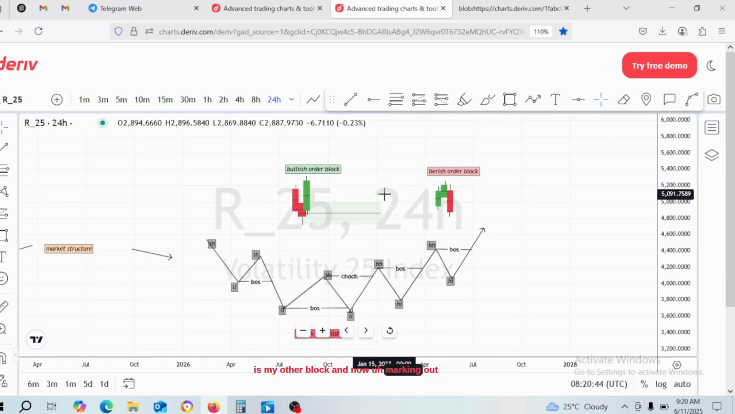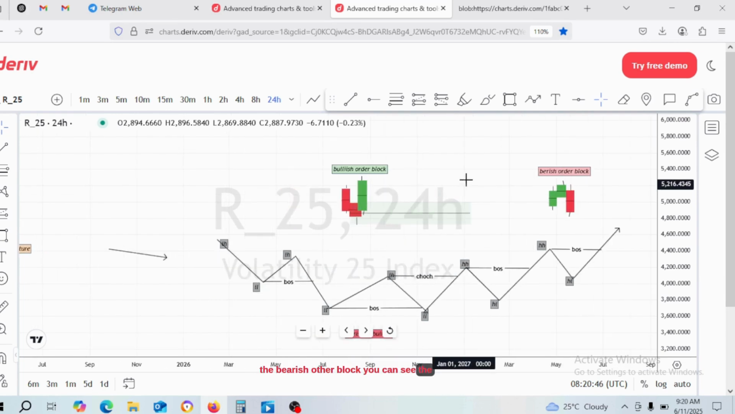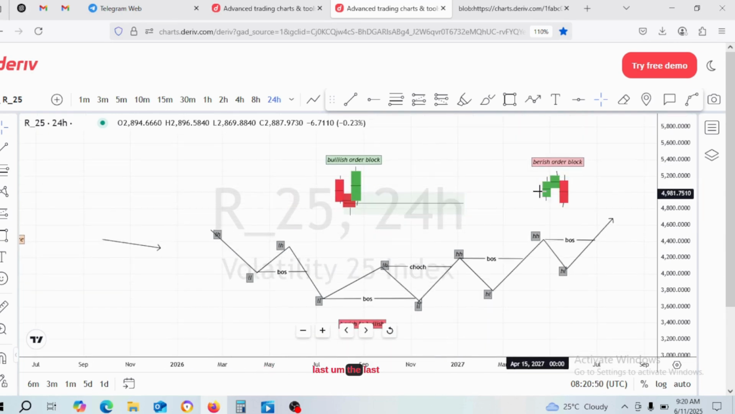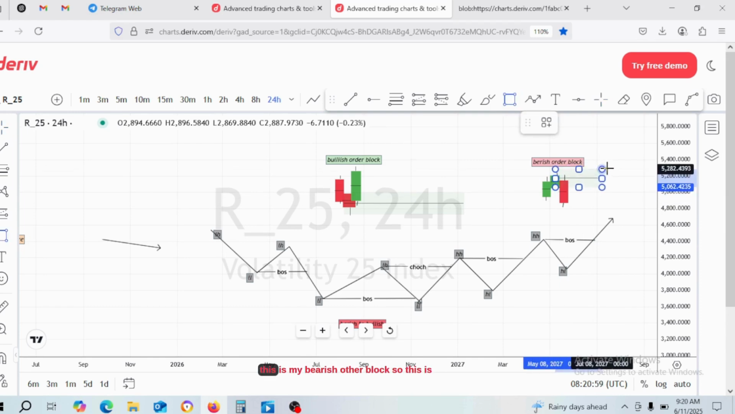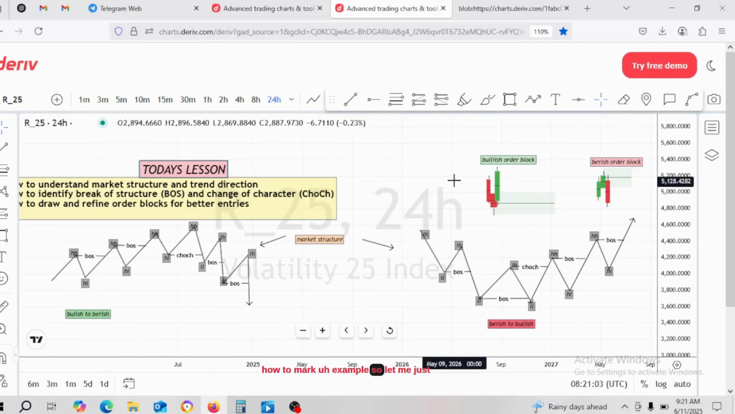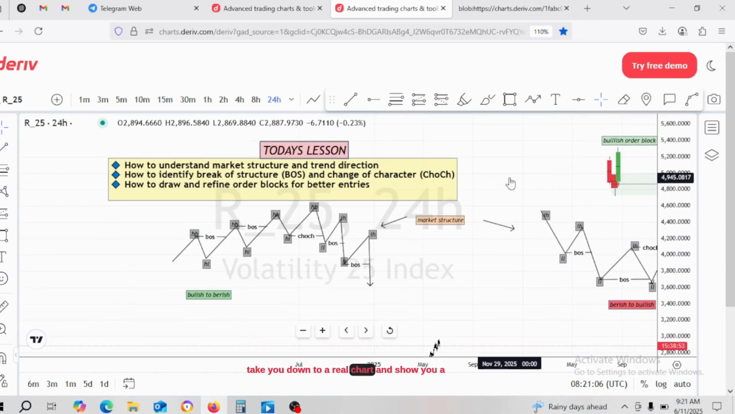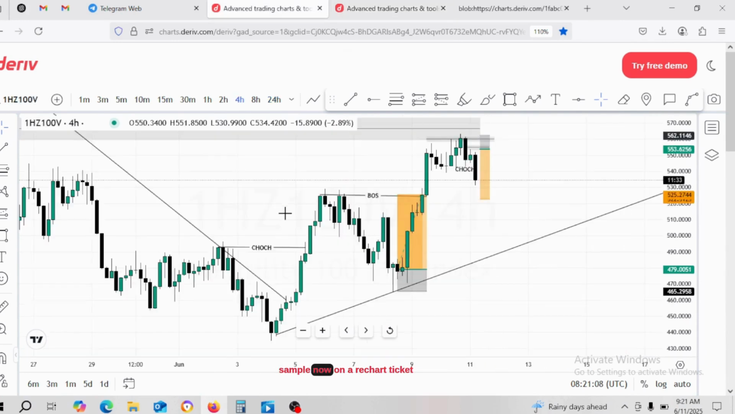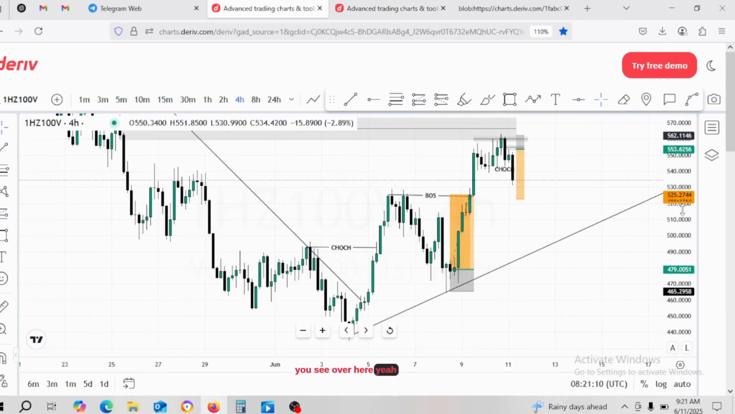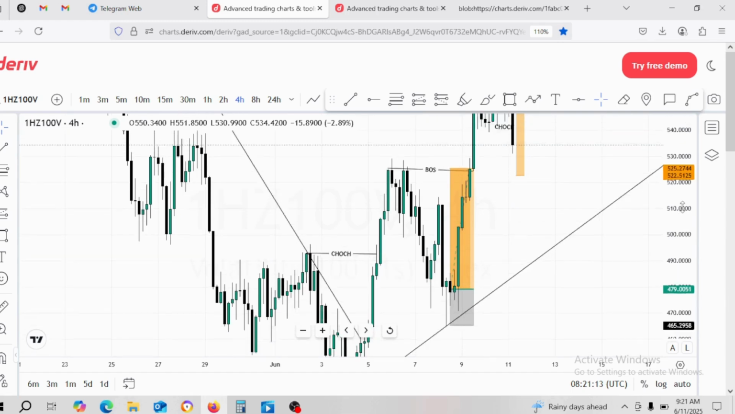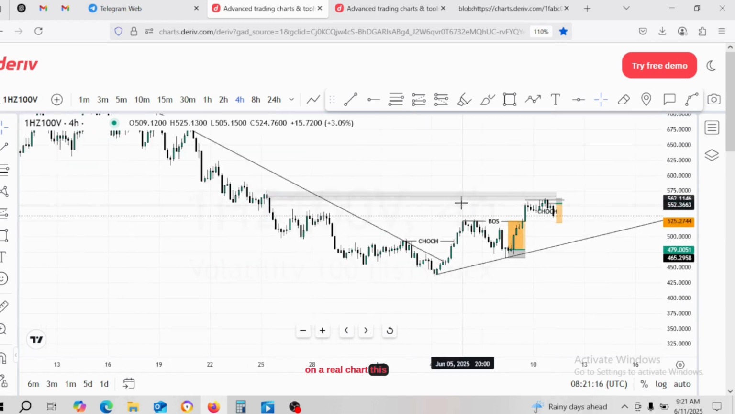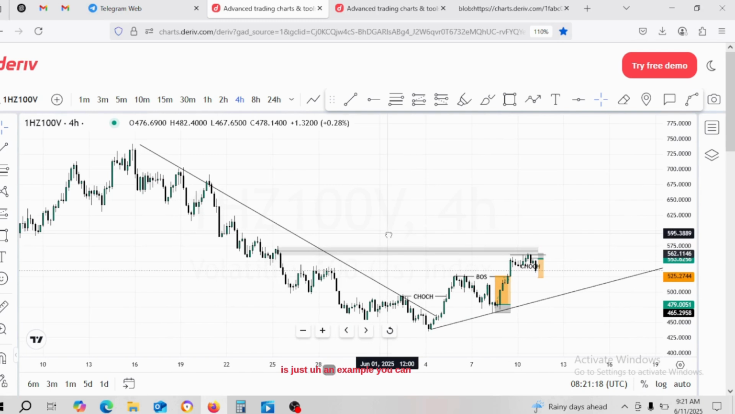And now marking out the bearish order block, you can see the last bullish candle before the big move to the downside, which is the green candle before the impulse. This is my bearish order block. So this is how to mark an example. So let me just take you down to a real chart and show you a sample. Now on a real chart, this is just an example.